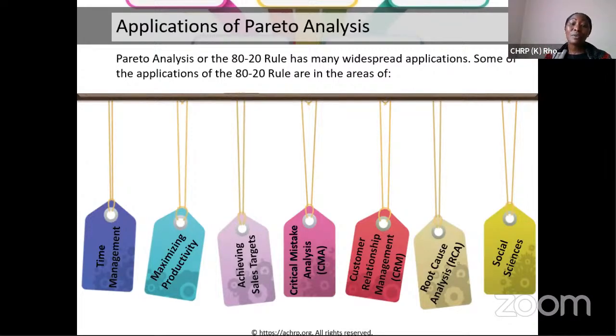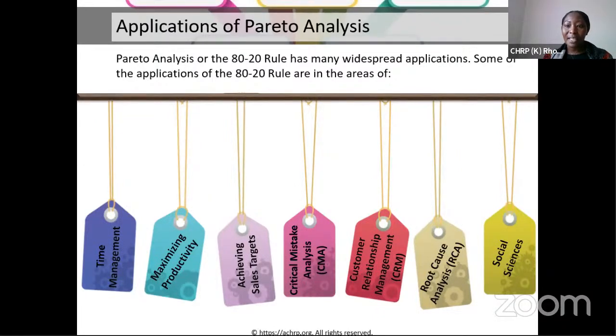You can use that in terms of achieving sales targets. That of all the promotion activities you'll do, it's only 20% of those promotion activities that will drive the achievement of the results. Then in critical mistake analysis and also customer relationship management, maybe 80% of the complaints will only come from a section of 20% of people. Or the number of customer complaints you receive will only have come from 20% of the errors or the defects, or just one activity that can blow out the customer complaints.